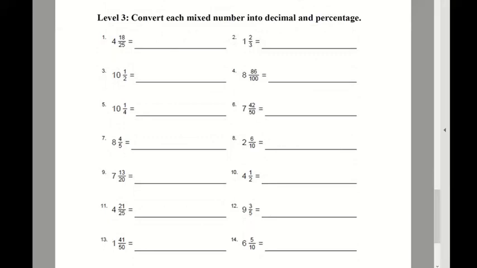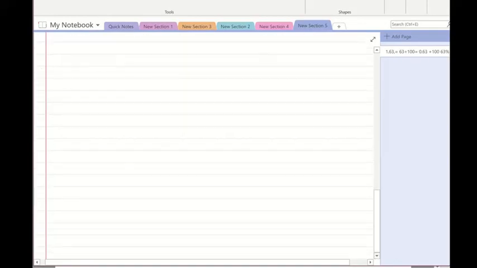Next one, level 3. This is about changing mixed numbers, right? So there's 3 kind of steps here, right? First, you got to convert these mixed numbers into an improper fraction, and then convert that improper fraction to a decimal and a percentage, right? So let's look at the first one, 4 and 18/25. Move down, right? So this is your level 3, right? First question is 4 and 18/25, right? If I'm not wrong. Yep, 4 and 18/25. So this is your mixed number.